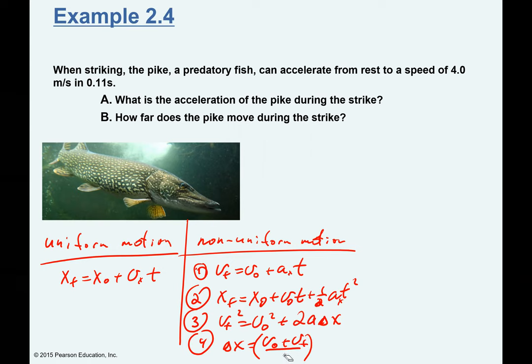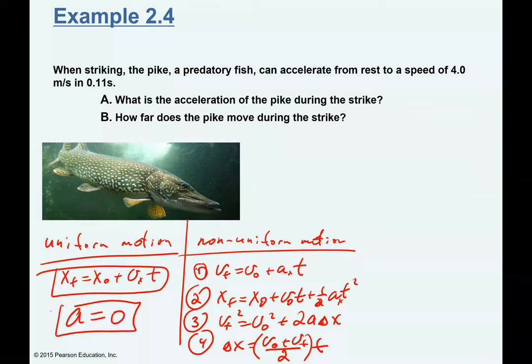times time. That means you have to recognize if it's uniform motion, where you have just this equation, or non-uniform motion, where you have all of those equations. The indication here is that acceleration is 0 for this case and acceleration is constant for this one. In this problem, we are told that we are accelerating, so that means it's a non-uniform motion. So we go ahead and choose this set.